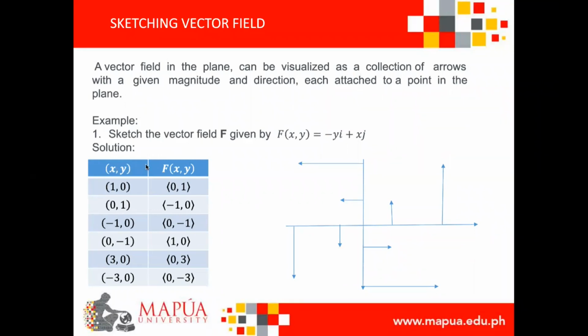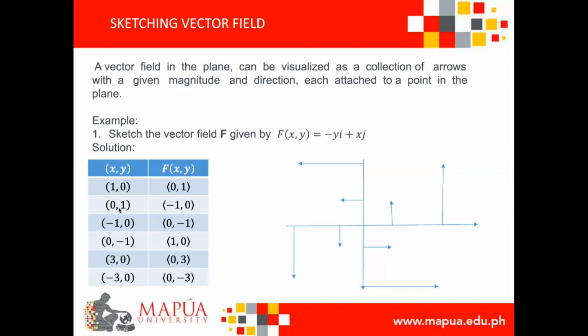You prepare a table of values of (x, y) and f of (x, y). You're going to assign values to (x, y), then solve for f of (x, y). For example, we assign the point (1, 0), and the value of f of (x, y) will be (0, 1). Take note that x is equal to 1, so this will be 1j, as indicated in the second component of your vector field f. And for y, which is 0, the first component of your vector field f is 0.